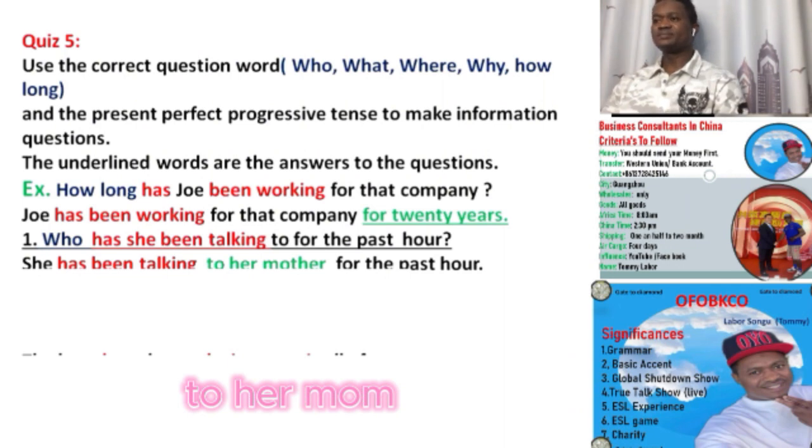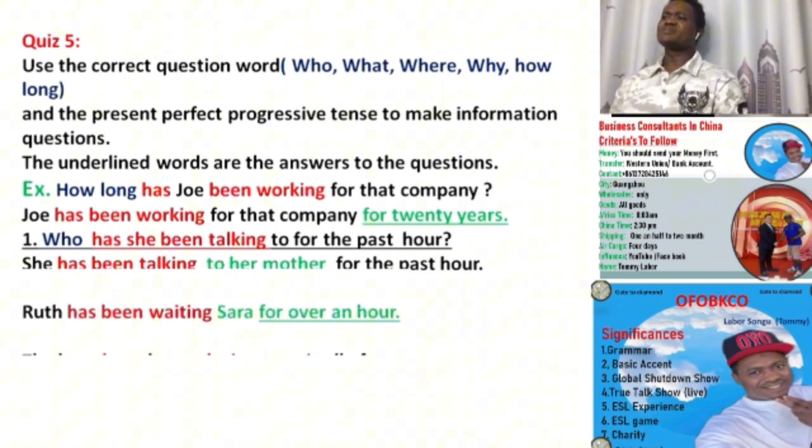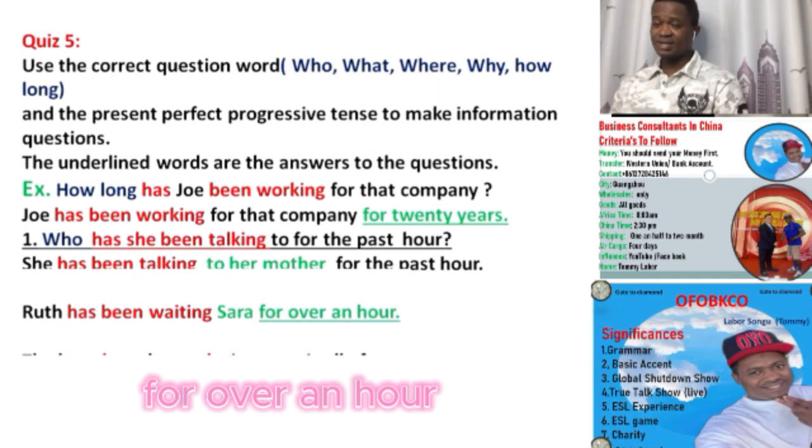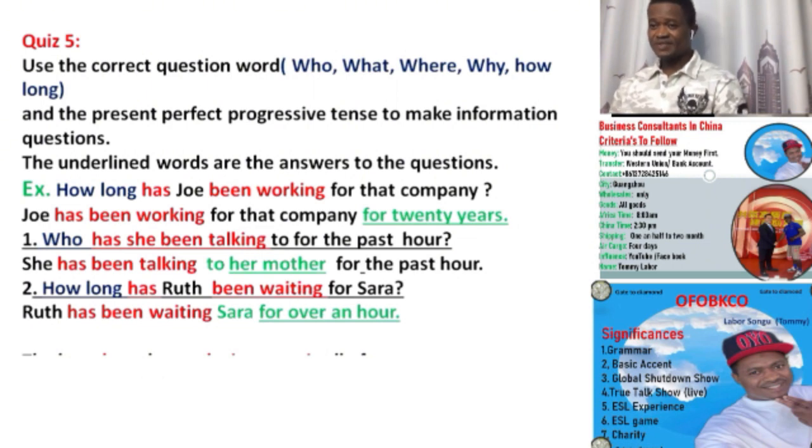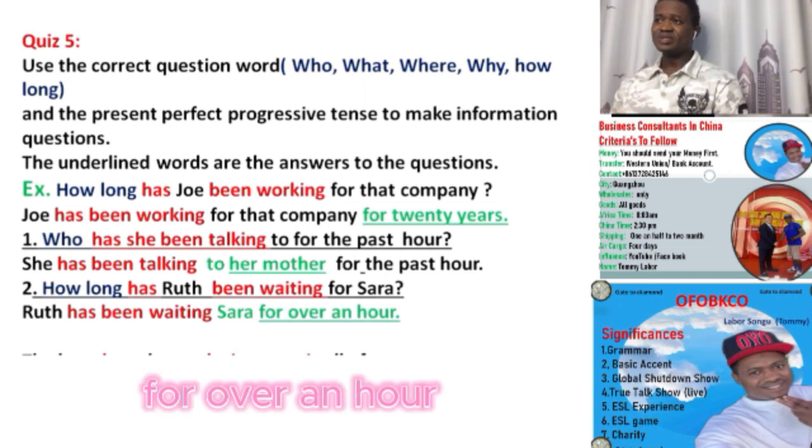All right. Let's go. Ruth has been waiting for Sarah for over an hour. So the answer is for over an hour. So let's see the question. Which one are we going to use? Where, why, whom? All right, let's see. How long has Ruth been waiting for Sarah? So the answer there is what? For over an hour.